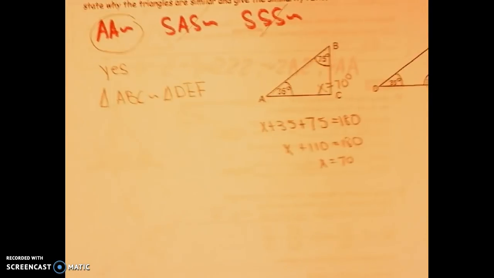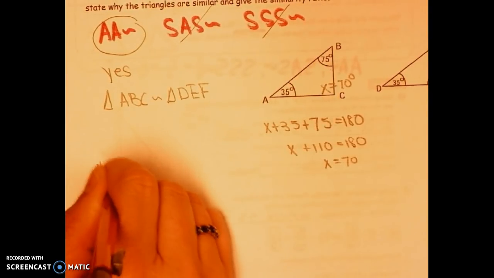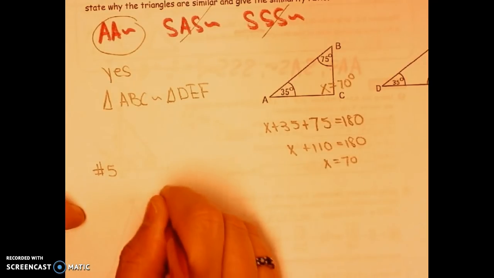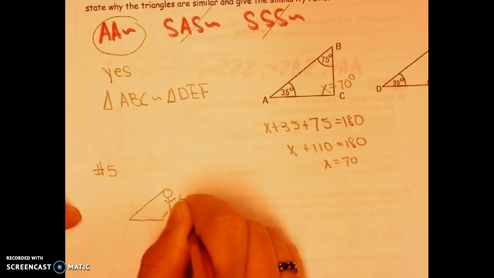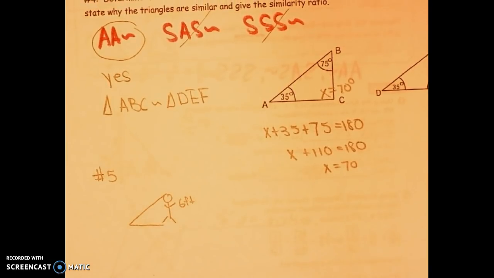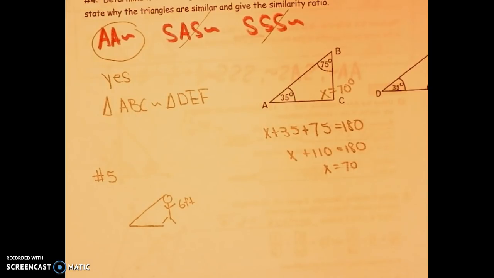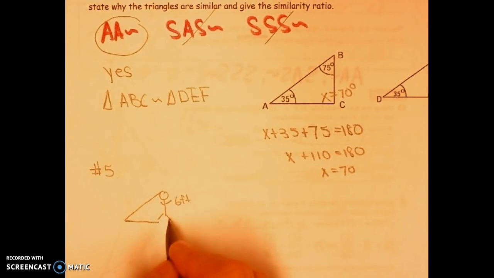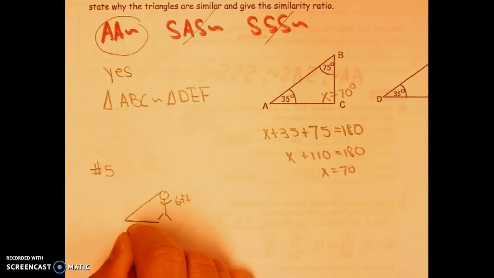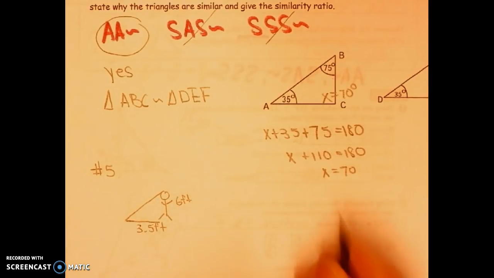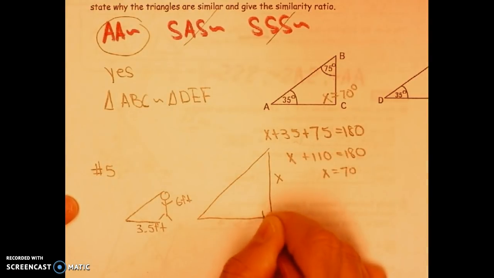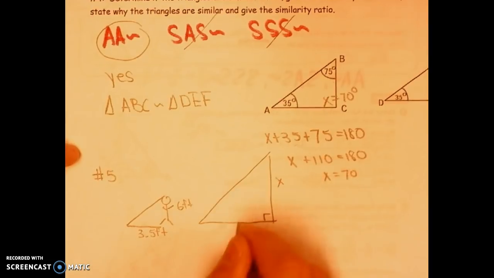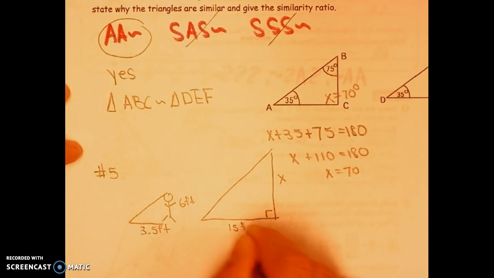Alright, I'm going to add on one more because I believe you're going to see it on the Excel assignment tonight. It talks about you're standing here and you have a shadow. Let's suppose you are 6 feet tall. Hey, I'm 6 feet tall. I'm casting a shadow that is 3.5 feet in length. I've got a flagpole that I don't know the height of, nor can I find it because I'm not going to climb up the flagpole, and it's casting a shadow of 15 feet.